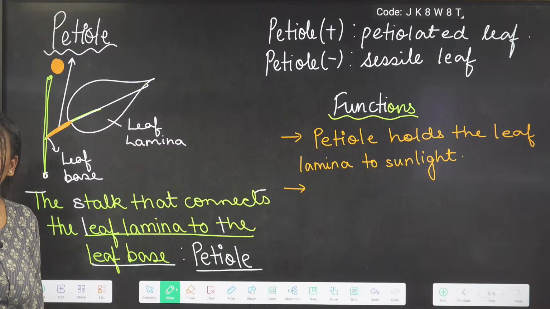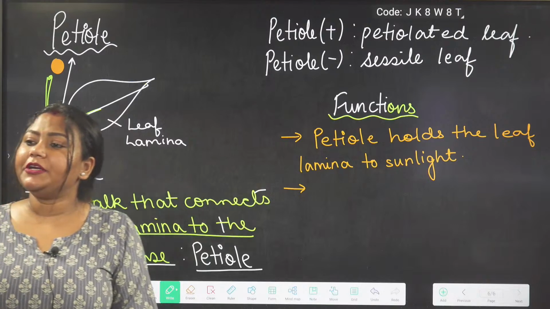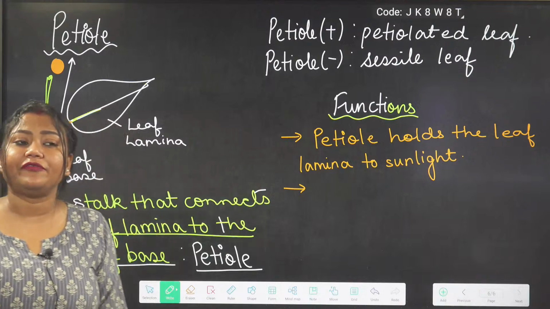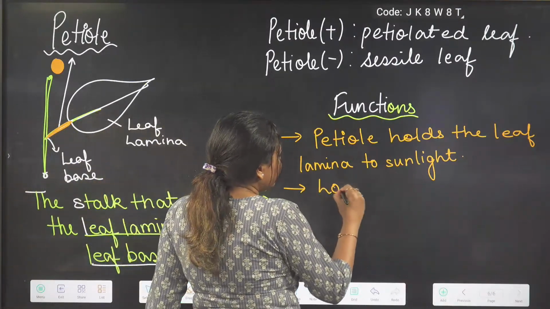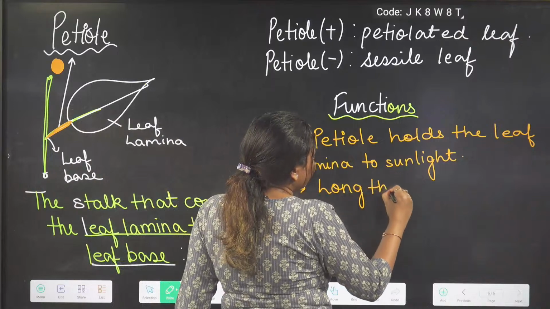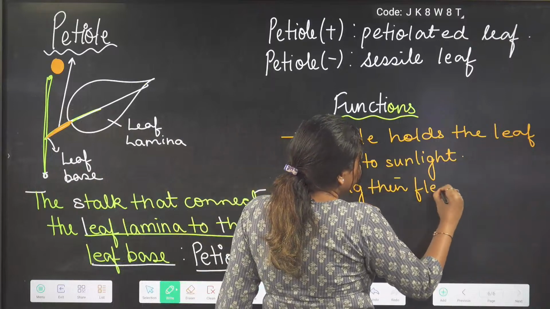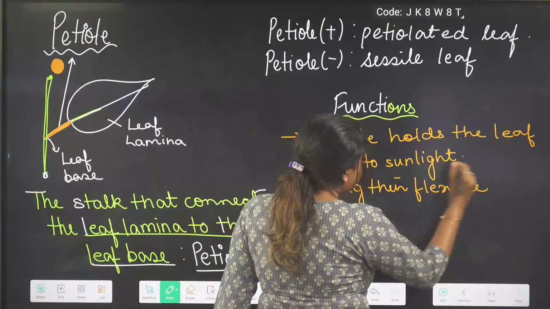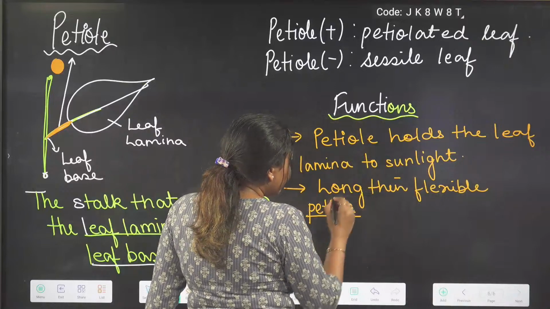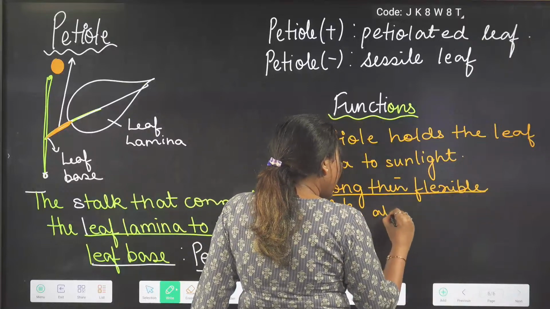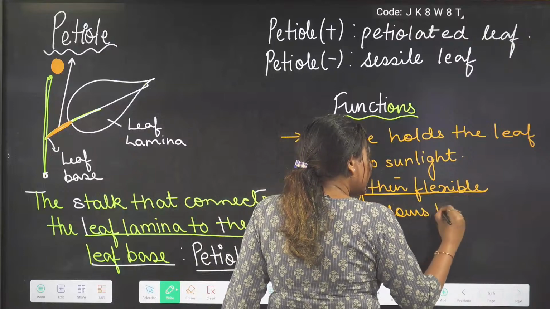Okay, so what is the function of petiole? Petiole holds the leaf lamina to the sunlight. Okay, and what is the second one? Long, thin, flexible petiole allows the leaf to flutter in wind.